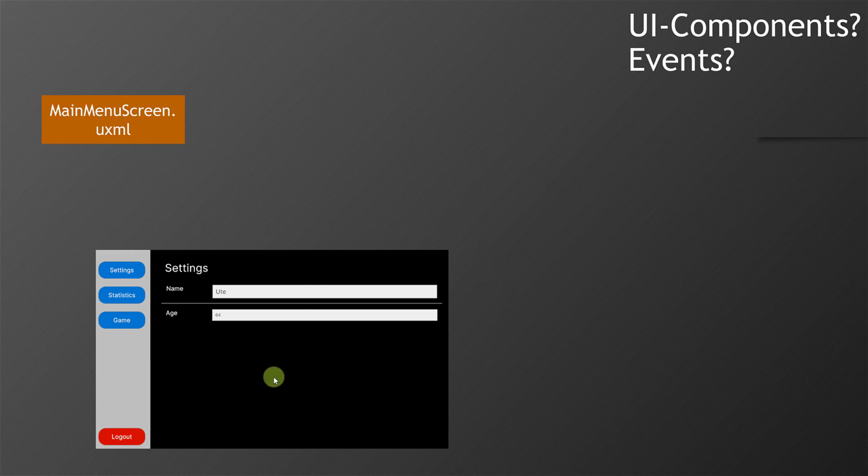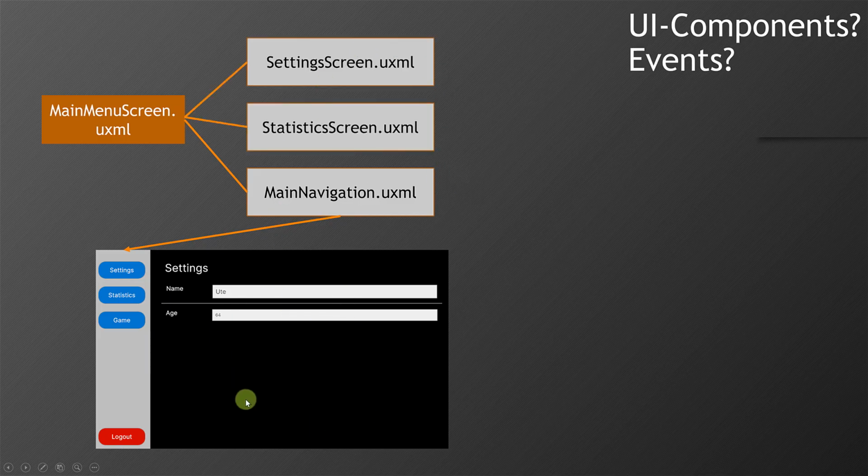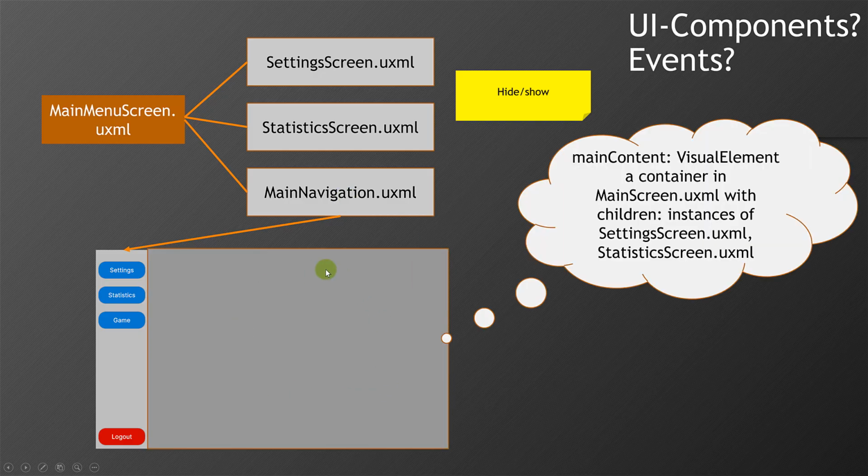So if we have a look at this screen, we obviously have some sort of main navigation. That's the one on the left hand side. And we have two screens, the settings screen and the statistics screen on the right hand side, which we hide and show according to whatever we press in the main navigation. So this right-hand side will be a visual element, a container, which we call main content. And there we will have the children, settings screen and statistics screen.